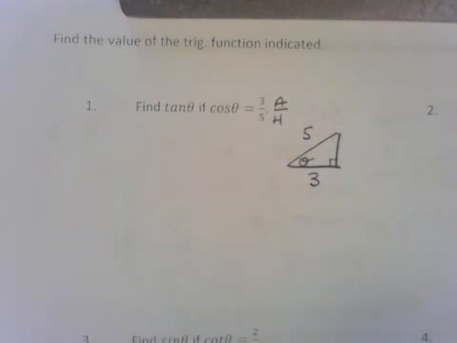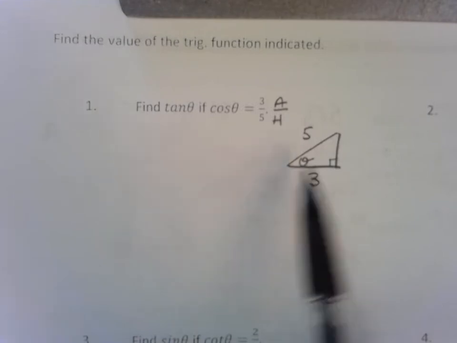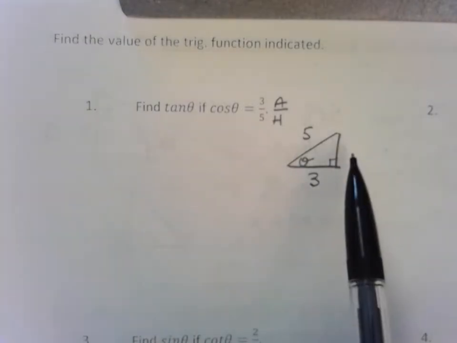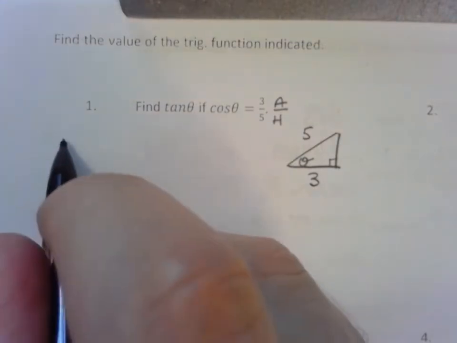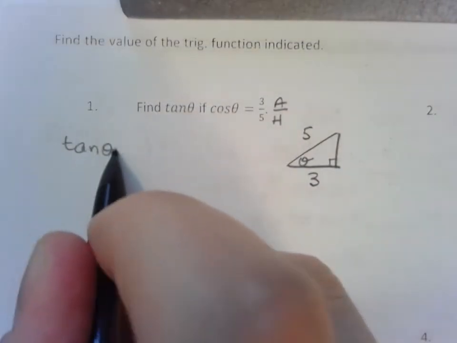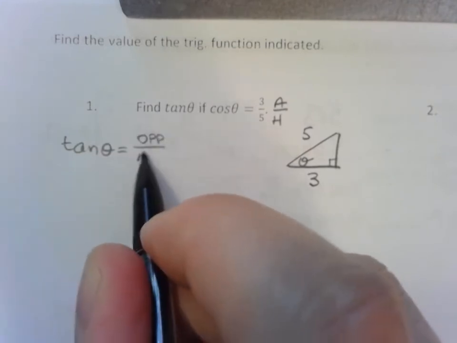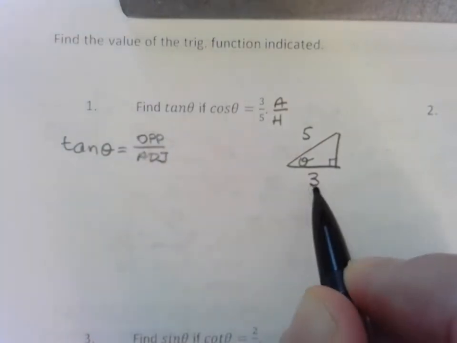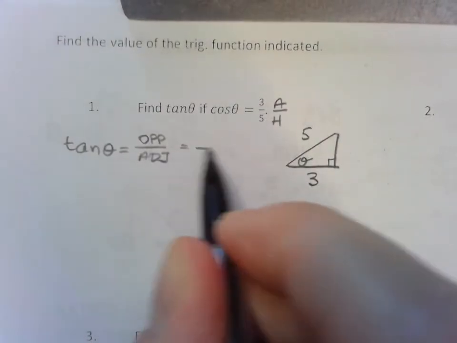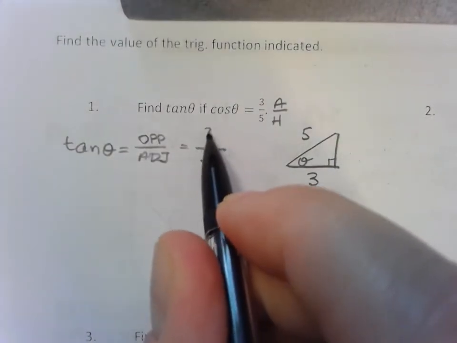Next, I want to find the tangent of theta. Tangent is the opposite side over the adjacent side. If we only knew what the opposite side was, we'd be able to find it. So I'm going to write a little bit here. The tangent of theta equals the opposite side over the adjacent side. We know the adjacent side is 3. We don't know what the opposite side is equal to.